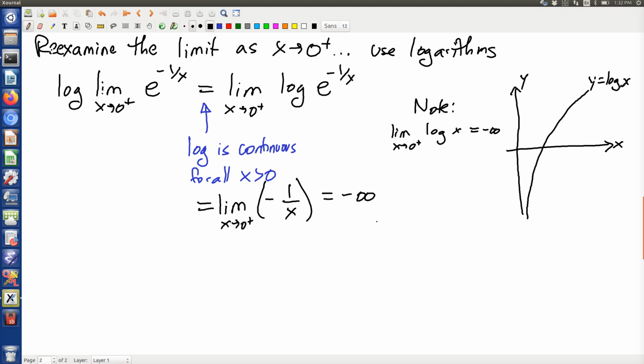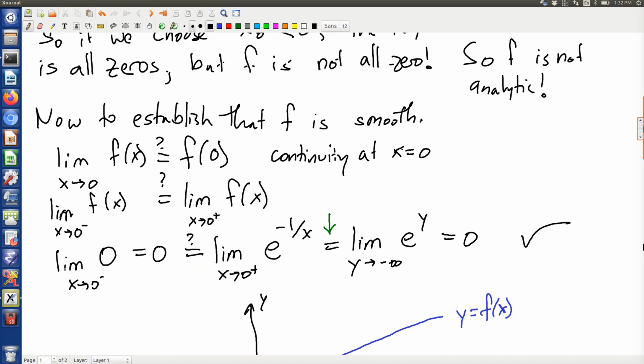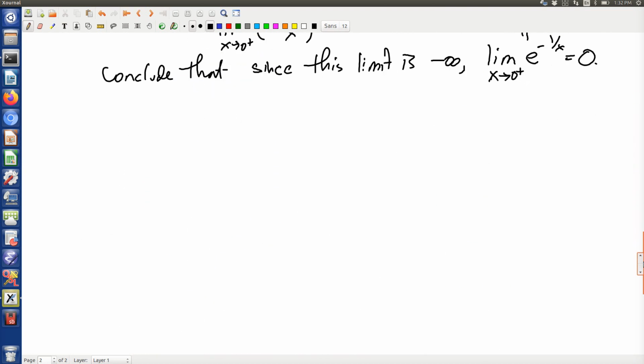So conclude that since this limit is minus infinity, the limit as x goes to 0 from above of e to the minus 1 over x is equal to 0. Okay, now of course that seemed to be just a waste of time because we just got that earlier by this argument. Fair enough, but this helps with the derivatives.